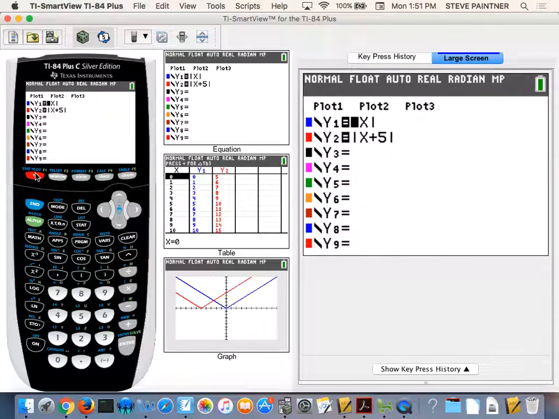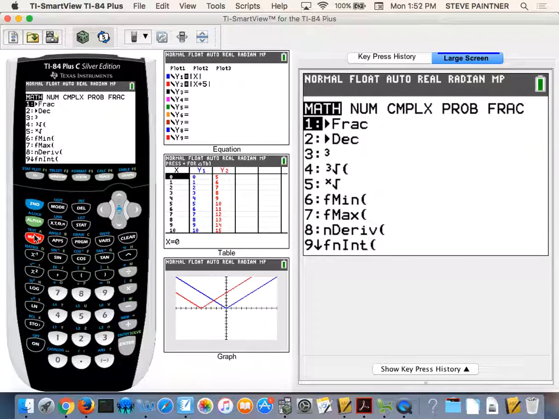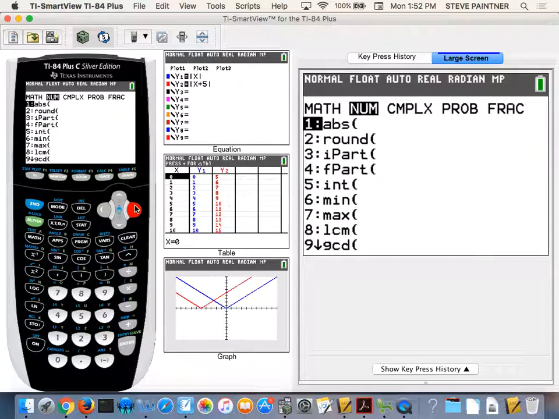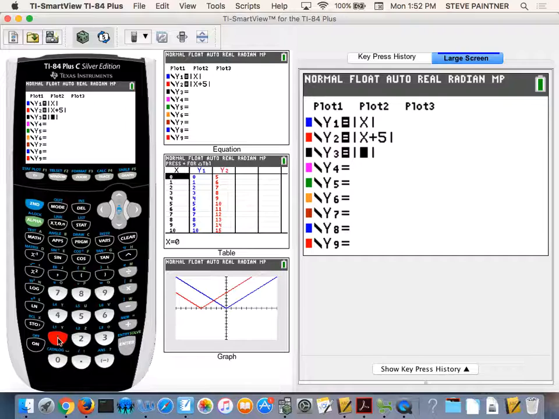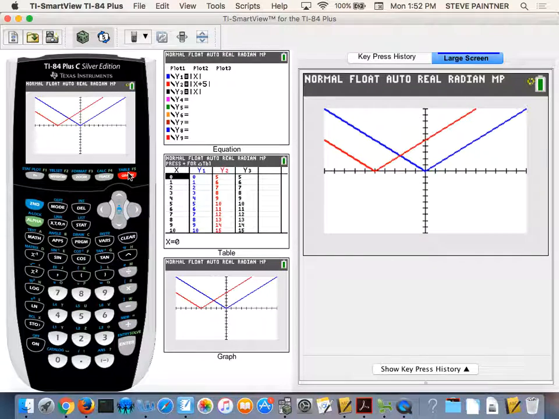Y equals. Hit the word math. Scroll over to numbers. Hit number 1 because that's absolute value. So if I want to go up 5, what do I do? Get outside the function, to the back side of the function. If you get to the back side, add 5. What will this do? This is what I did. Up 5.